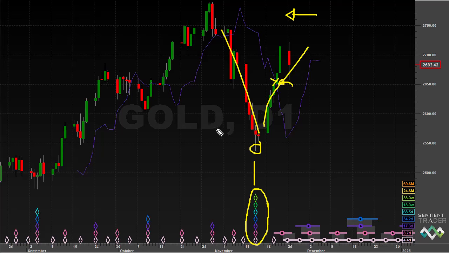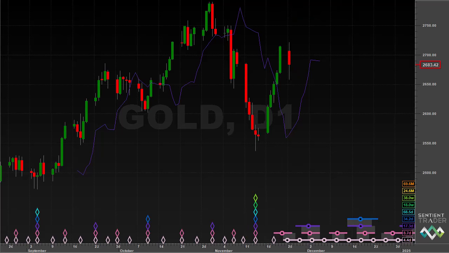Sentient Trader measures something called the plunge and then the bounce into and out of a trough, and it will adjust the magnitude of the cycle troughs that it identifies in its analysis on the basis of the plunge and bounce. What are we looking at next for gold?